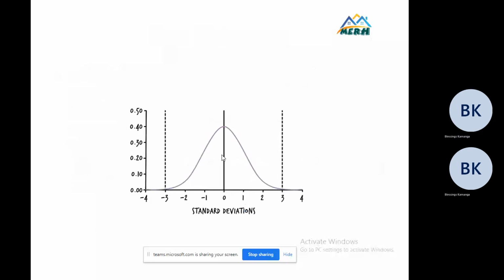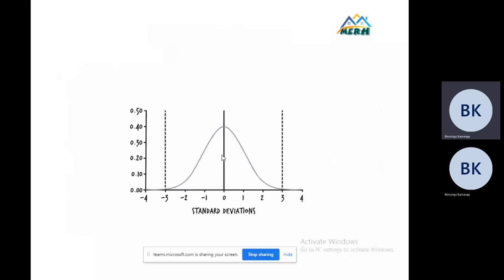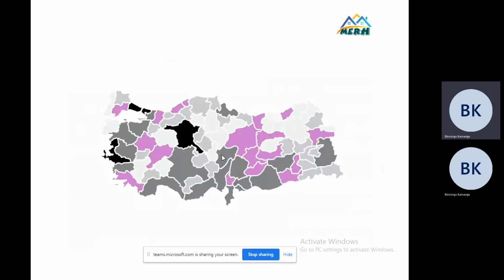And so a histogram is also used for normal distribution. And then you have a heat map. So a heat map shows the distribution of results across the geographic area. The greater distribution is represented by greater color density, in this case, purple. It is used when covering an entire region or district. So this one is very useful for maps.